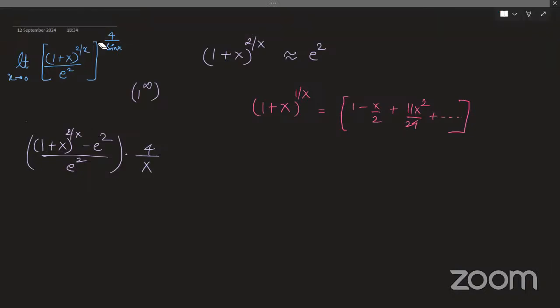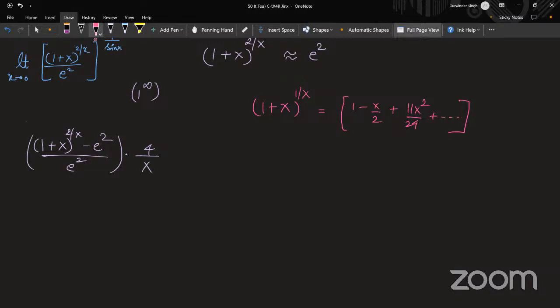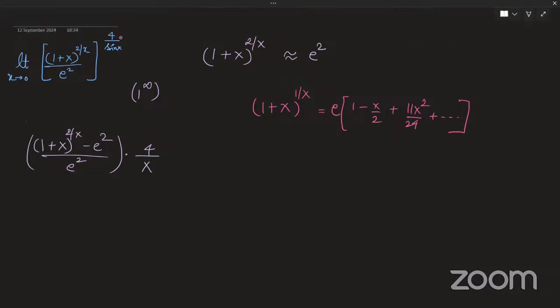So obviously, yesterday, some of you had told that if we don't have an expansion for 1 plus x raised to 2 by x, it is nothing to worry about, because you can square this expansion. But the issue is that it is an infinite expansion. So how will you go about squaring this?